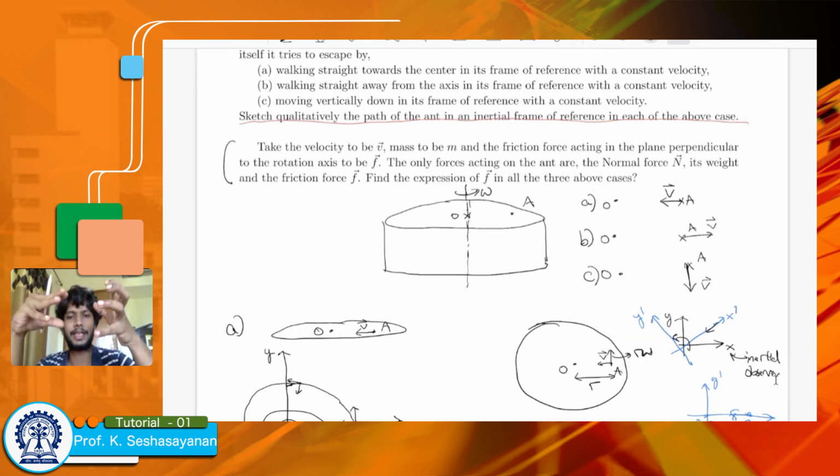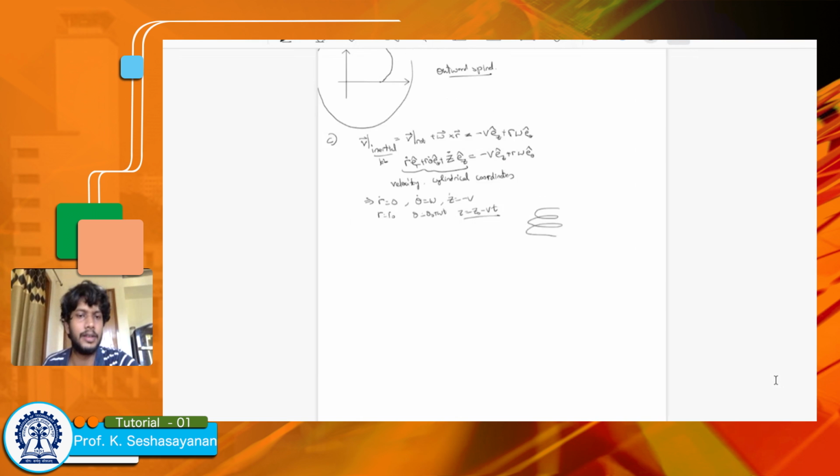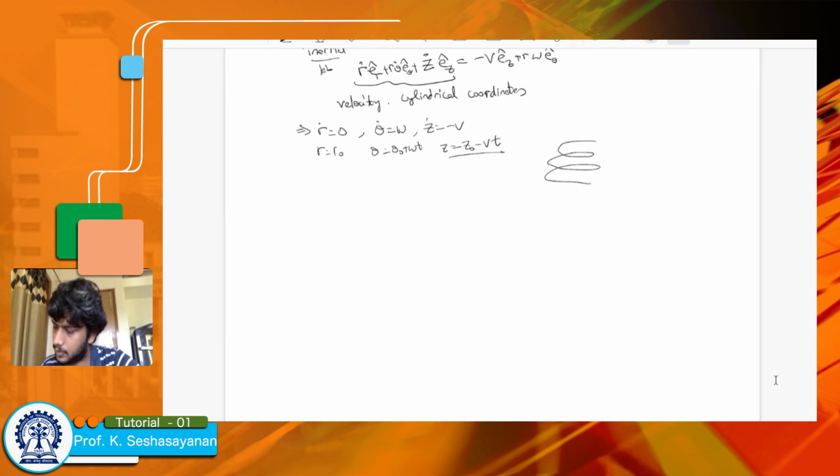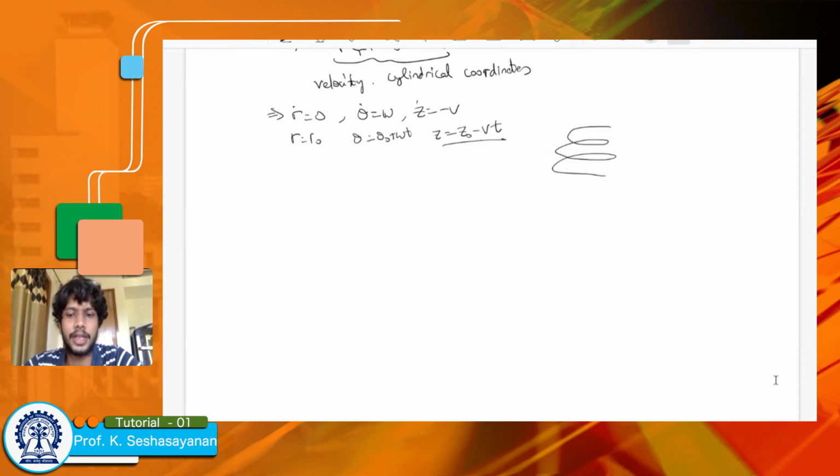And one has to find the expression of f vector in all these three cases. So given the three external forces, how does one find the frictional force? And it's given that the frictional force is acting in the plane perpendicular to the rotation axis. Now, instead of writing just the velocity, one should go into the force balance, because we have to find the force.